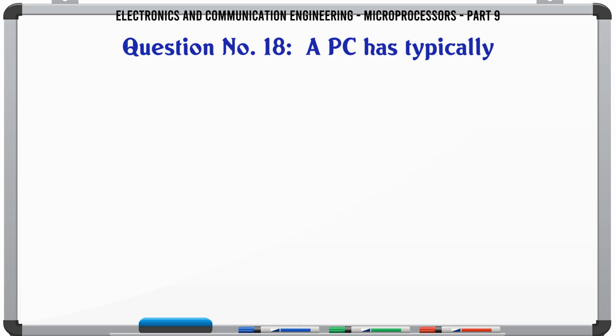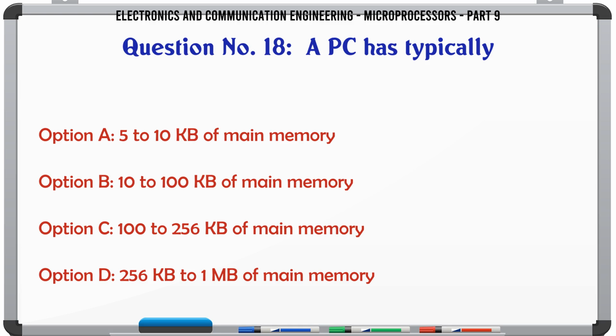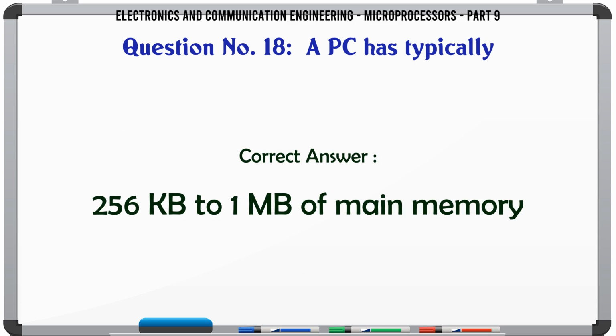A PC has typically A. 5 to 10 kilobytes of main memory, B. 10 to 100 kilobytes of main memory, C. 100 to 256 kilobytes of main memory, D. 256 kilobytes to 1 MB of main memory. The correct answer is 256 kilobytes to 1 MB of main memory.